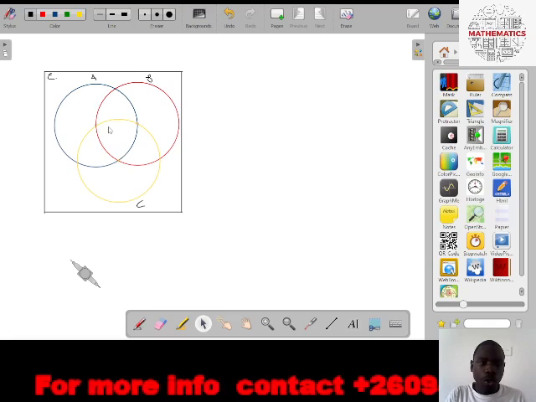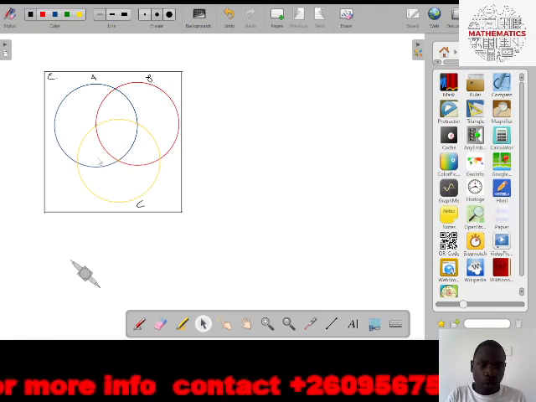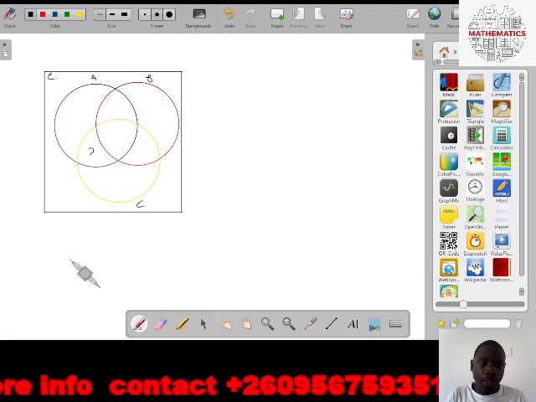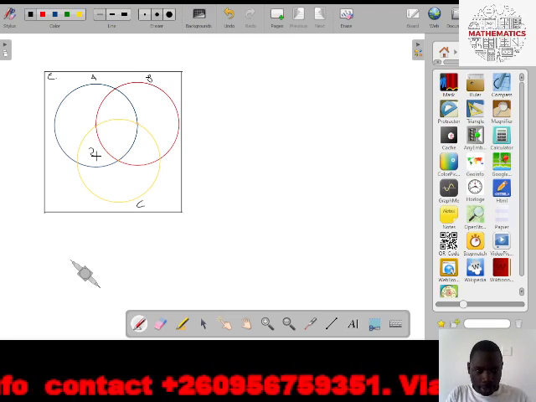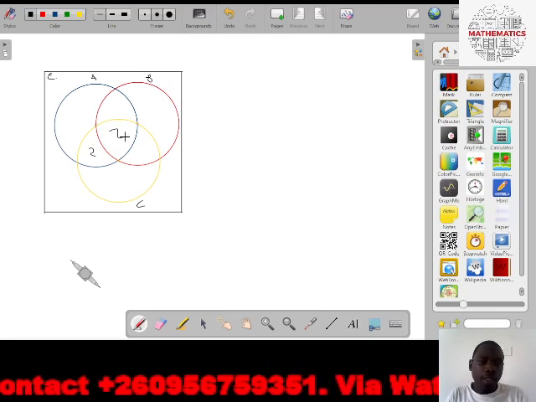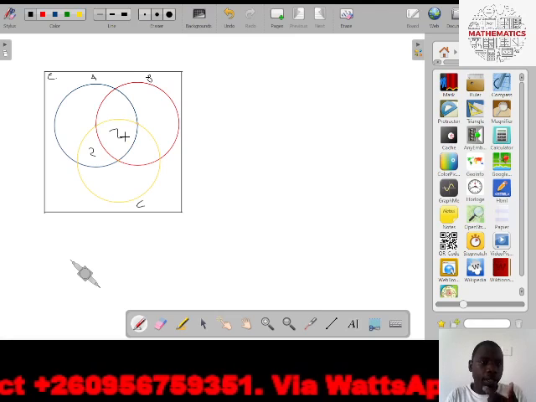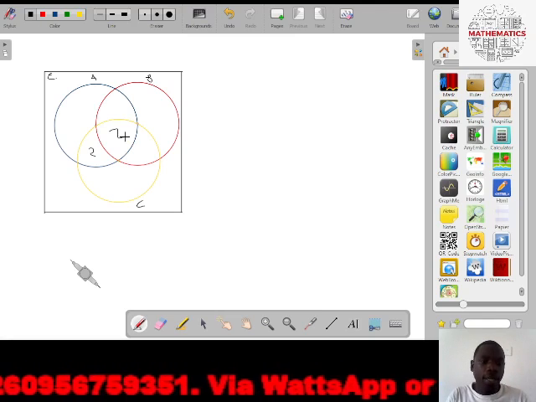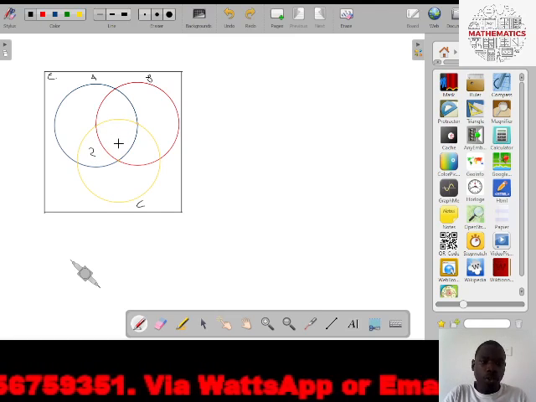So you put 2 here. The 2 will be put here, because this basically shows that A and C is here. Now if we put 2 in the other portion, it means that these 2 also supported set B, but the statement says 2 supported only sets A and C, which is this one. So meaning that one is not.